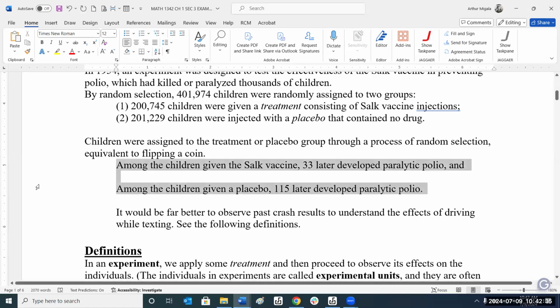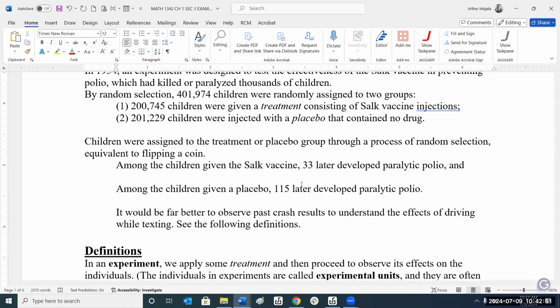What do you think? Is that vaccine worth it or not? Yeah, because only 33 of them who took the medicine got polio, and 115 that didn't take it got polio. So even if it was only half, I would rather take that chance with my kid.